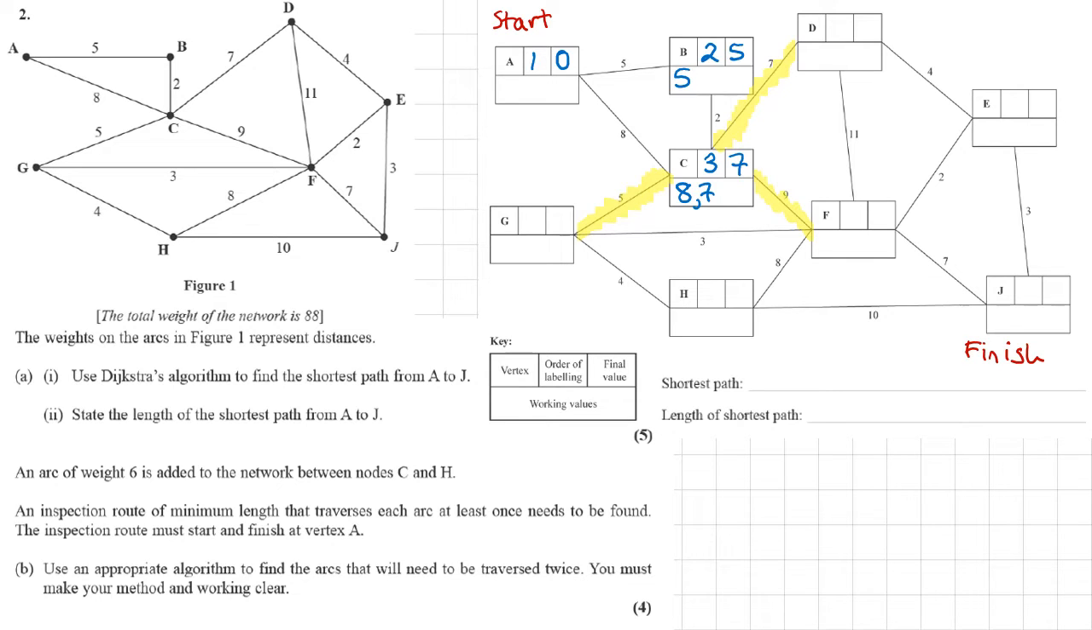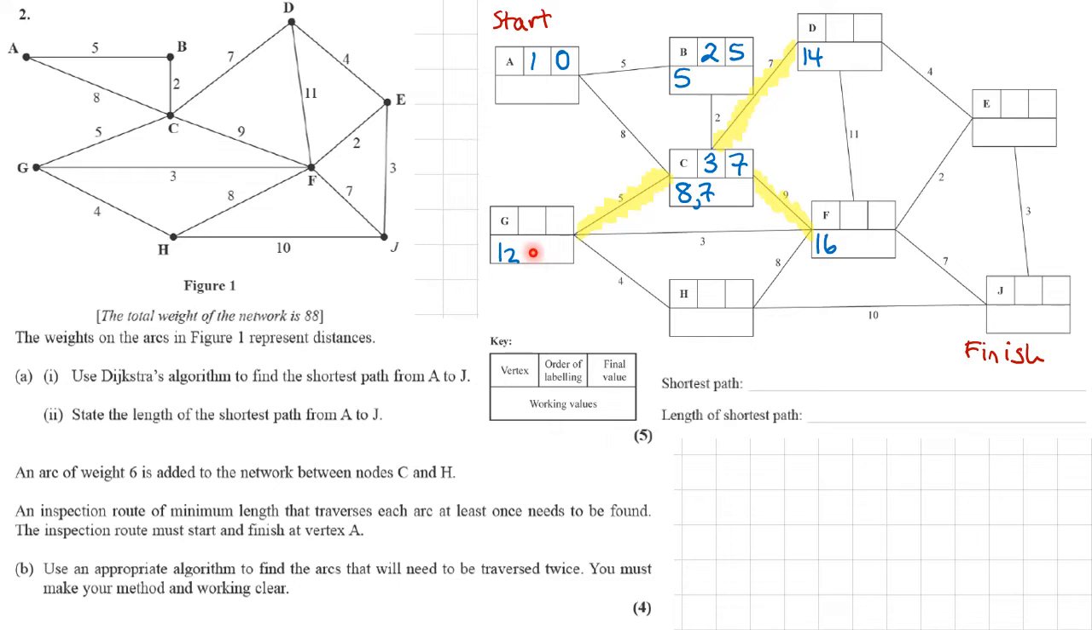Now the vertices directly connected to C, which have not yet got final values, are going to be G, D and F. So now we can work out what their working values are. So the final value of 7 plus 5 gives me 12 for G. And then if I look at vertex D, that's going to be 7 plus 7, that's going to be 14. And then for vertex F, that's going to be 7 plus 9, which is 16.